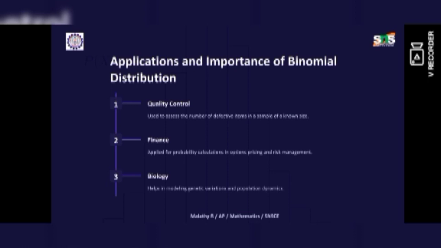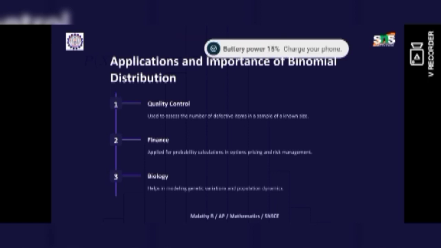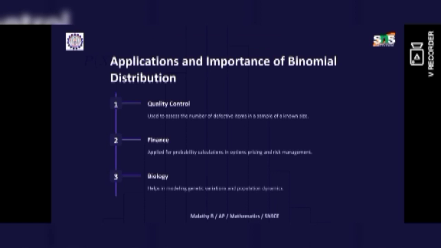Applications of binomial distribution are in quality control, in finance, and in biology. We can use the binomial distribution in these areas. In quality control, it is used to assess the number of defective items in a sample of known size. In finance, it is applied for probability calculation in option pricing and risk management. In biology, it helps in modeling genetic variation and population dynamics.